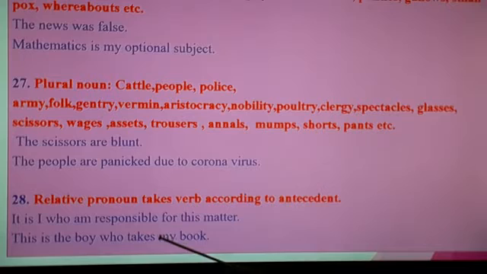And have a look, there is another example. This is the boy who takes my book. This is the boy, and that is why it is singular, and I add s at the end of the verb. If I say, these are the boys who take my books, then that will be "take", not "takes". All right, I think now you understand.